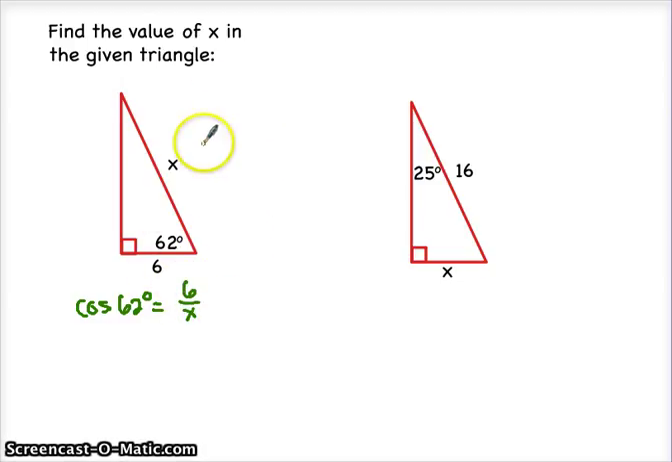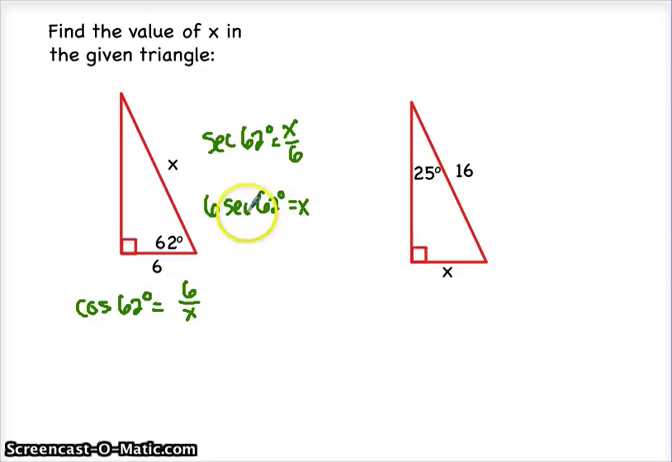Realize we also could have used the secant. Remember, the secant of 62 degrees would just be the reciprocal of that. So x over 6, which is actually fairly easy to solve. We just multiply our 6 over to the other side. So we could also solve that instead.